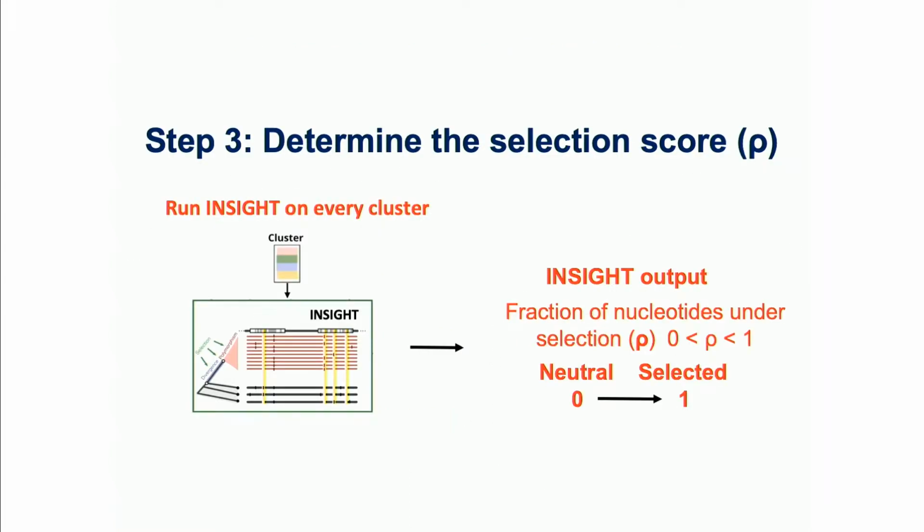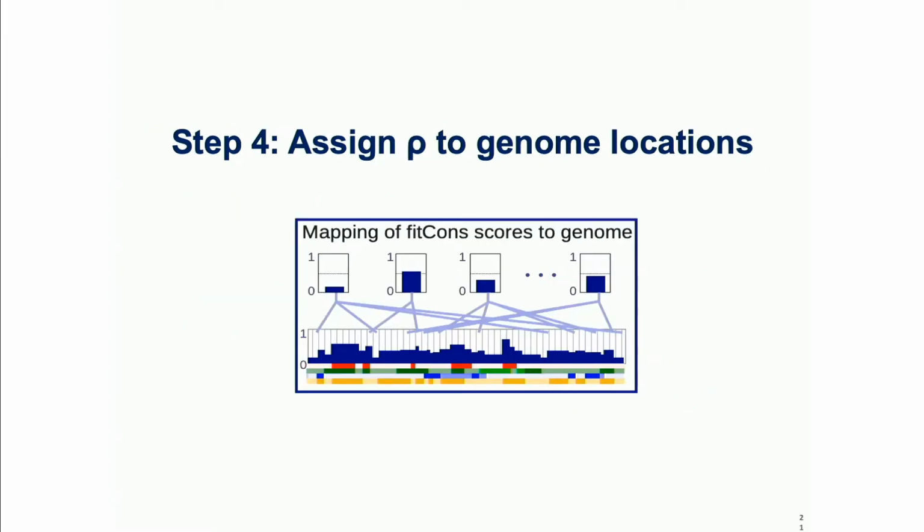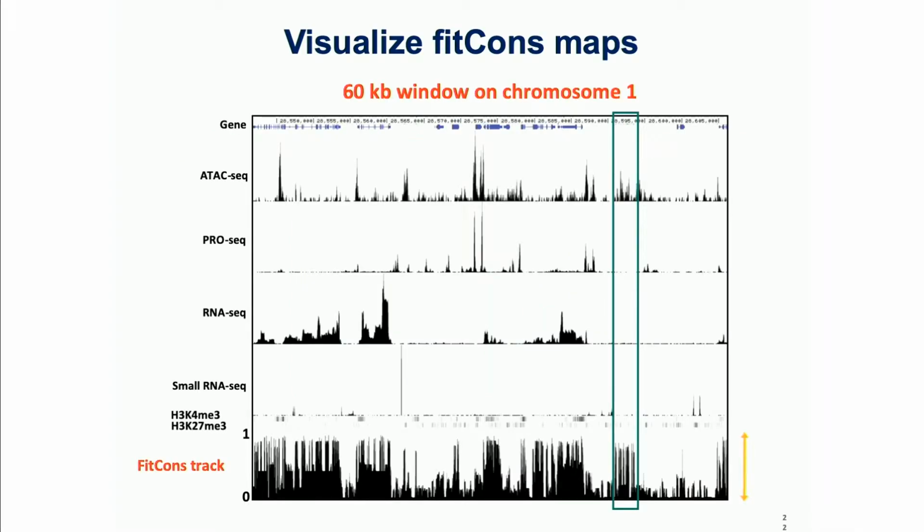Okay, so now we have this functional genomic information. We've managed to stratify the rice genome into these different genome classes based on genomic and epigenomic data. Now let's use INSIGHT, and let's use the population genomic data and the between species data to calculate this value rho, this fitness consequence score, which is the fraction of sites under selection in each of those genome classes, and then assign that to the different genome locations. And of course, we are able to do that.